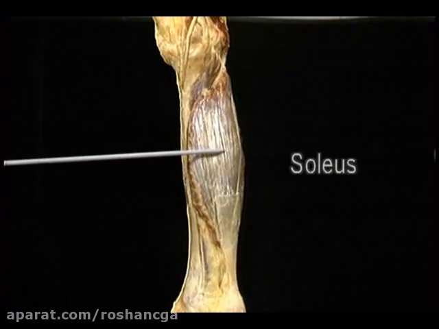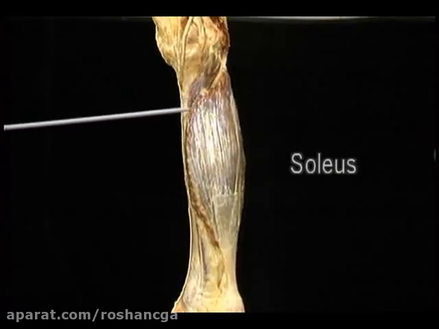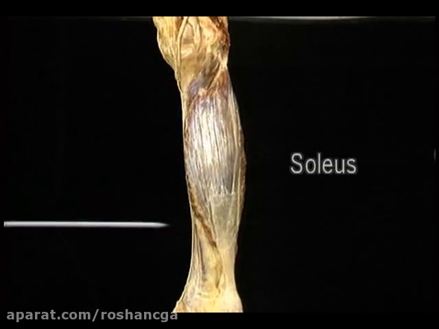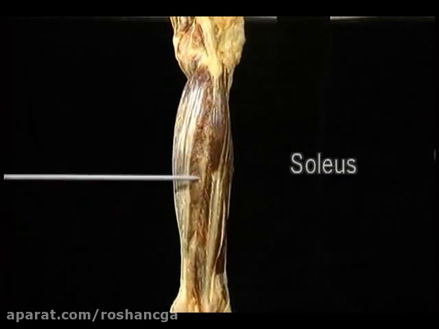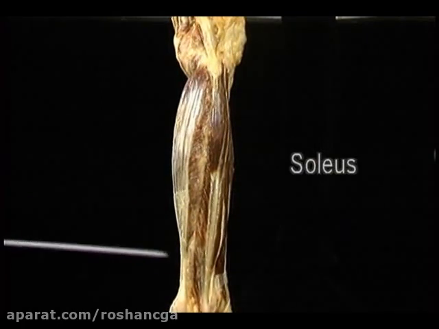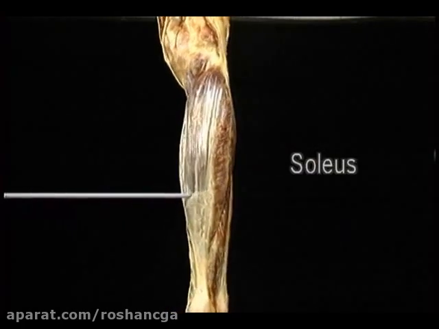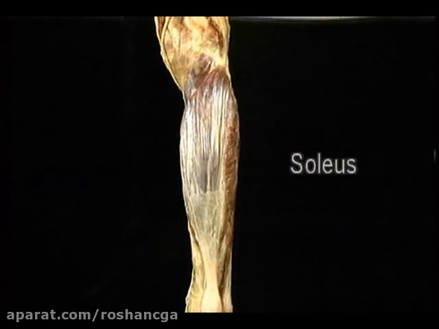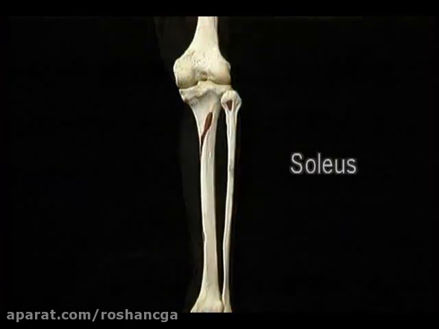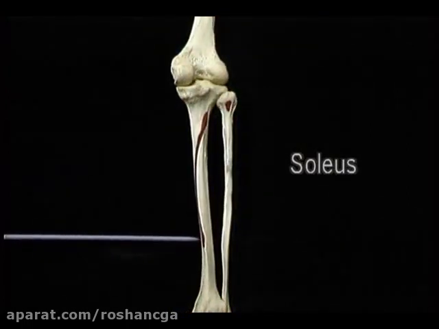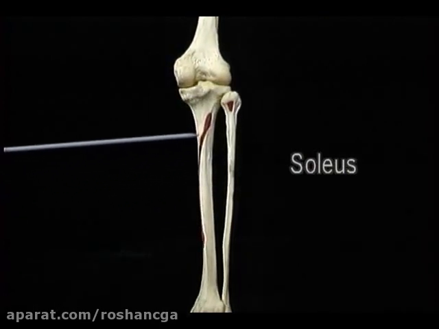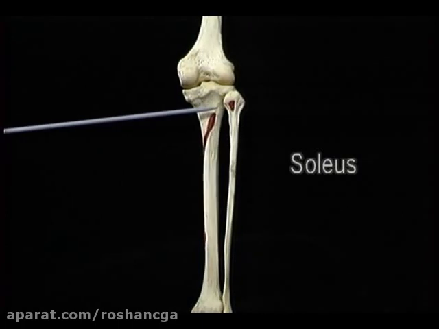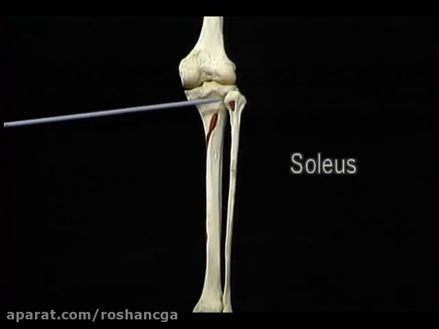Here's the whole of soleus. Here's its medial border. Here's its lateral border. Here's the cut edge of the gastrocnemius tendon. Soleus arises from the medial edge of the tibia, from this oblique line on the back of the tibia, and from this area on the back of the fibula.